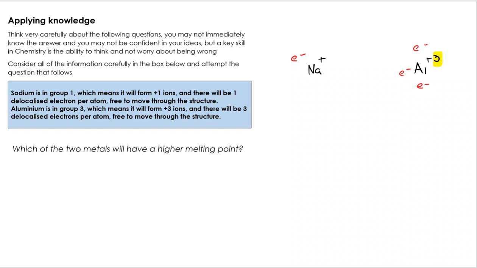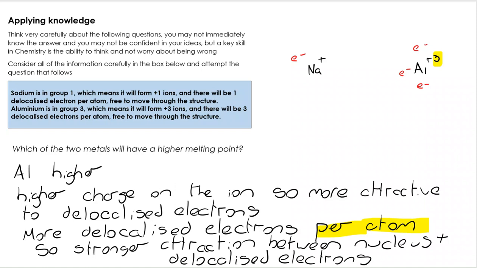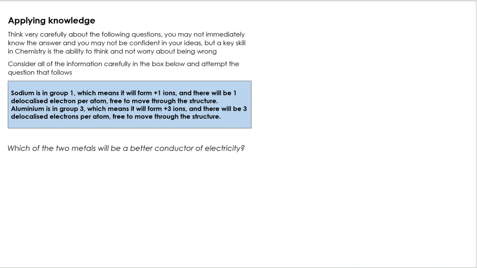So you put both of those together, and what you've hopefully led to in your answer is that aluminium has a higher melting point. 1, because there's a higher charge on the ion. Now that higher positive charge makes it more attractive to delocalized electrons. It makes the attraction stronger. But also, if there are more delocalized electrons per atom in aluminium, that also increases the attraction between the nucleus and the delocalized electrons. So let's move on and look at which would be a better conductor of electricity, sodium or aluminium.